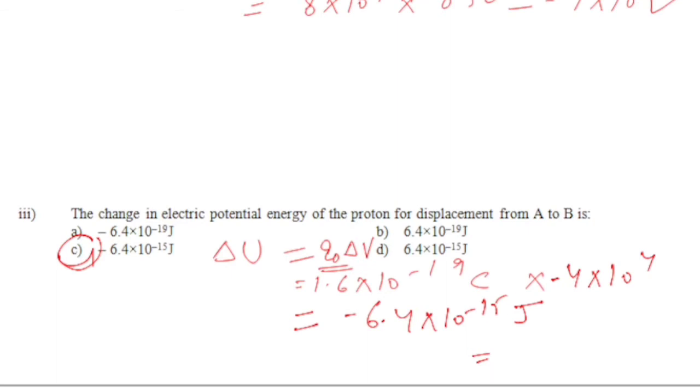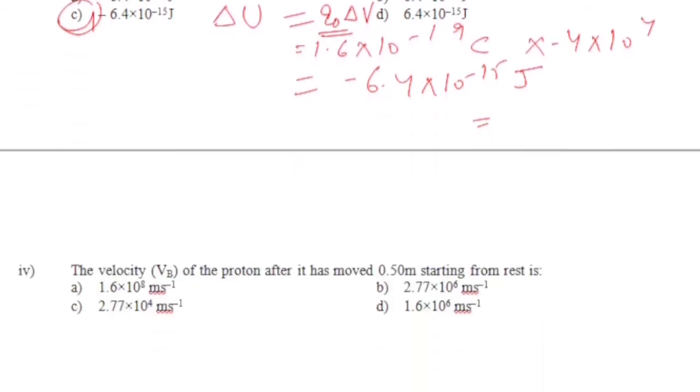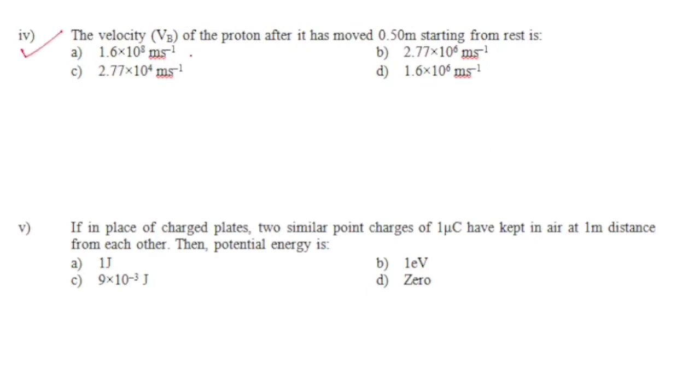Okay. Now come to question number 4. The velocity Vb of the proton after it has moved 0.50 meters starting from rest. When the proton moves from plate A to plate B, covering this distance of 0.50 meter, what is the velocity of this proton? So you have to find velocity. Now you already found in question number 3 the change in potential energy. How much did you get? Minus 6.4 into 10 to the power minus 15 joule.